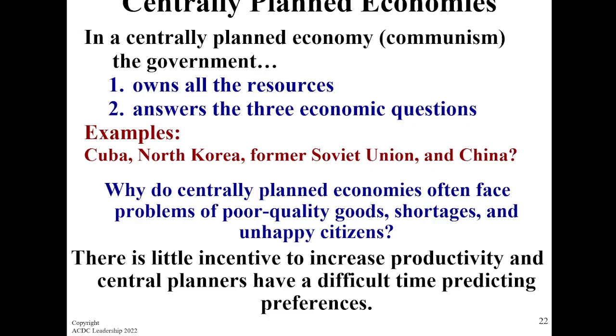But when there's only one, think if Speed, Math, and CS was the only tutoring organization. What incentive would we have to increase our productivity, right? And additionally, central planners, if you're the only one in the government, you're not taking inspiration. You have a difficult time predicting what your consumers will prefer.